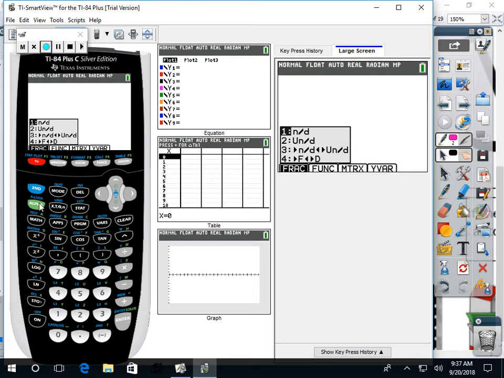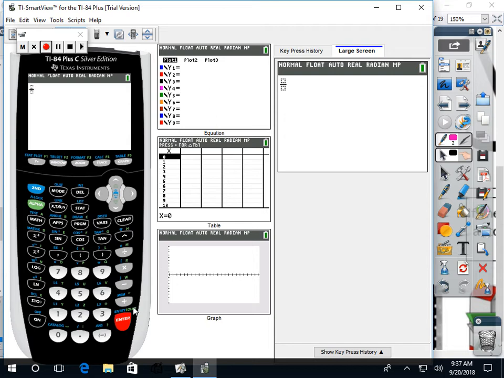Okay, alpha is the green button, and then you'll hit y equals, which is right here. And it should pull up this little box. Now see how that first option is n/d? That's numerator over denominator. So that's to set up a fraction, so you hit enter. Now, isn't our numerator also a fraction itself?